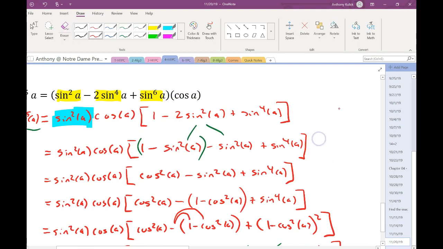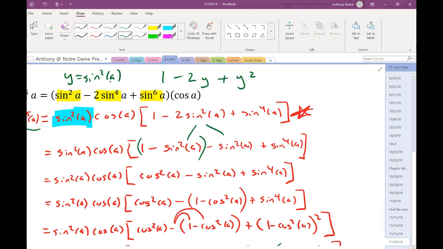Okay. So let's return back to this step and look at this step. Oops, not this step. This step. When I look at this piece inside the bracket, what I see is a quadratic. I see 1 minus 2y plus y squared, where y is sine squared a. Did you guys notice that? Now that I point that out, it hopefully is a little easier to see the quadratic sitting there.